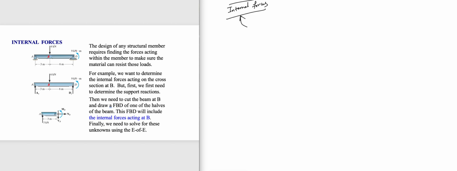Due to these external loadings, my question is, what is happening to point B? Or what is happening to this point? If I ask you specifically, tell me what is happening to this section here. What we are supposed to do is use the method of sections. That means we have to create a section, which means we have to make an imaginary cut.